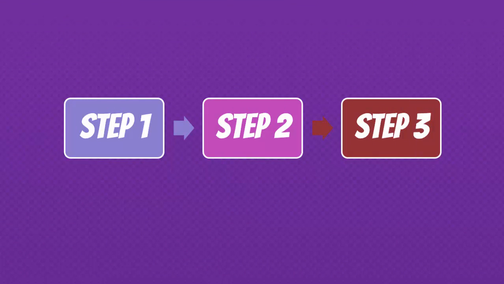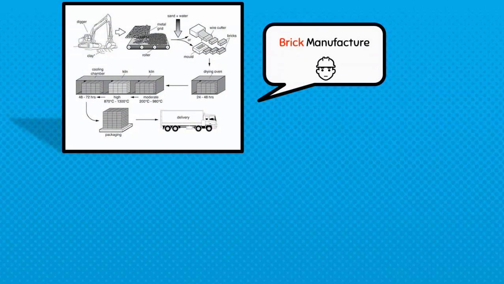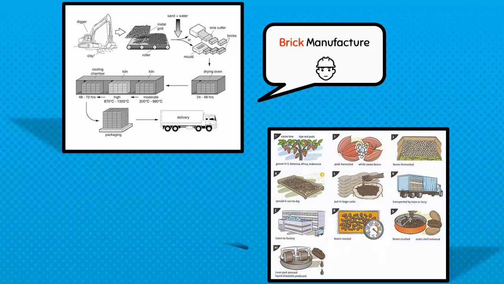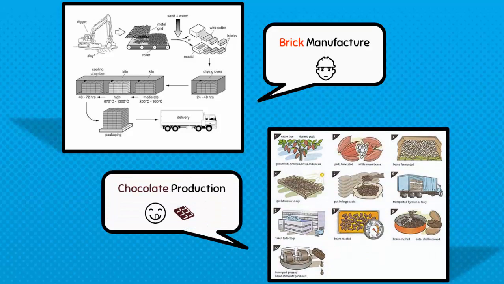You'll see something like this. We have steps and arrows between steps. The most common type of process in IELTS Writing Task 1 is a man-made or factory process of producing something, say, bricks or chocolate. And the steps will show how the process happens.